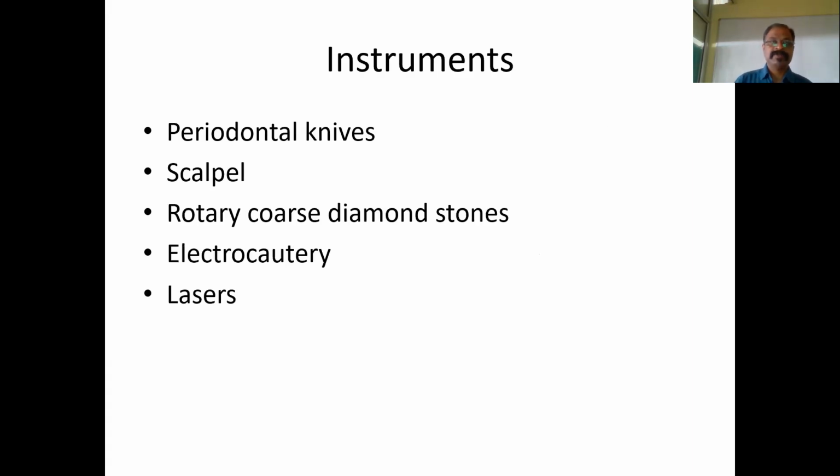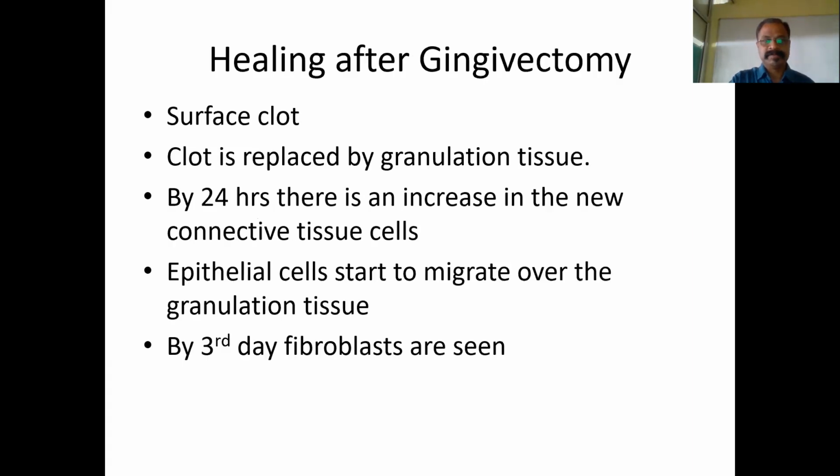So what are the instruments with which you can do a gingivoplasty? You can use gingivectomy or periodontal knives, right? You can use scalpels, you can use rotary coarse diamond stones or burrs, you can use electrocautery, and you can use lasers for this gingivoplasty procedure.